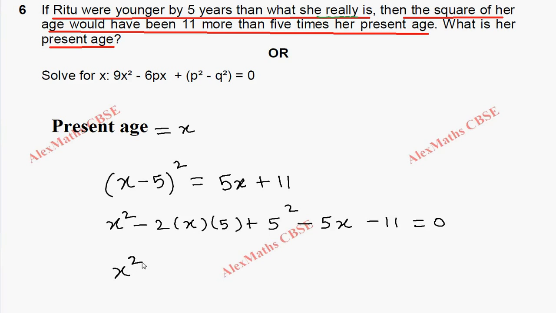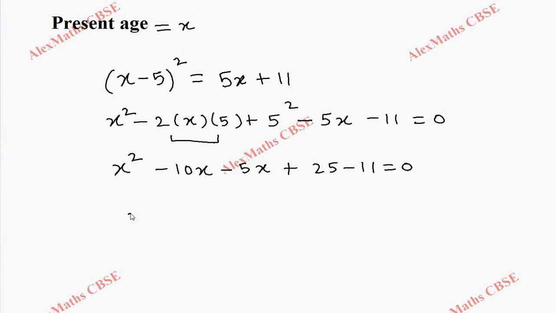Now this is x square, and this is totally minus 10x. And let's write this 5x next term. Then 5 square is 25. Then we have minus 11 equal to 0. Now this is x square minus 15x plus, after subtraction, this is 14 equal to 0.